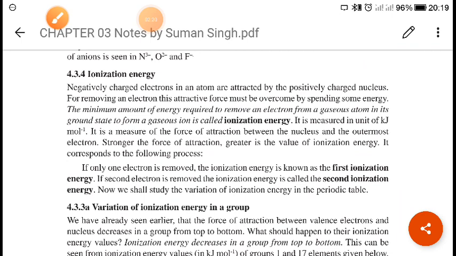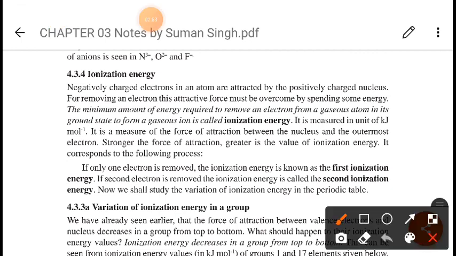Now we will see the details about ionization enthalpy. How can we define it? The amount of energy required to remove the most loosely bound electron from an isolated gaseous atom to form a gaseous ion is called the ionization enthalpy or ionization energy of an atom.